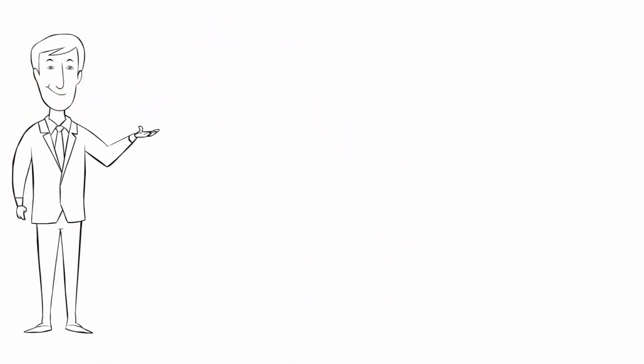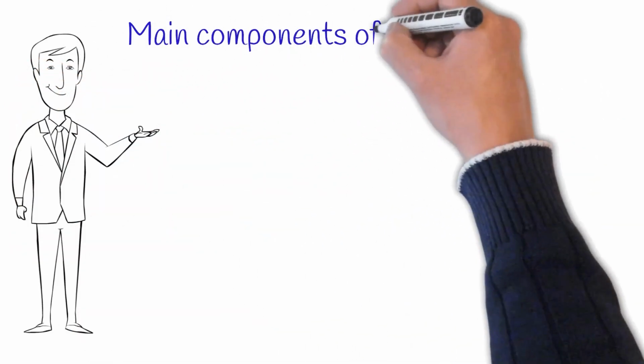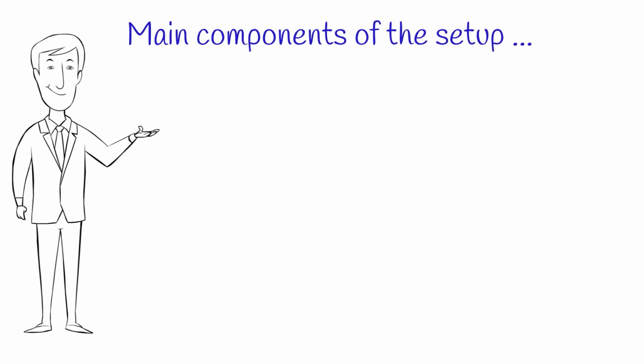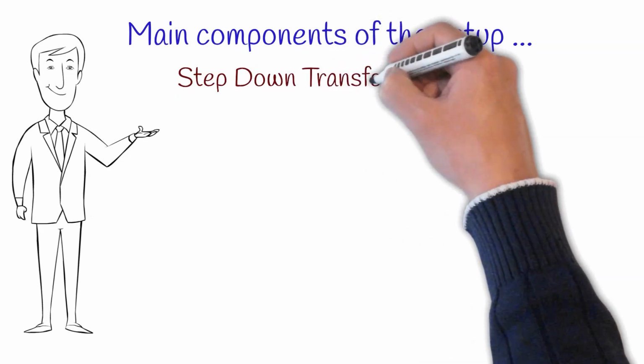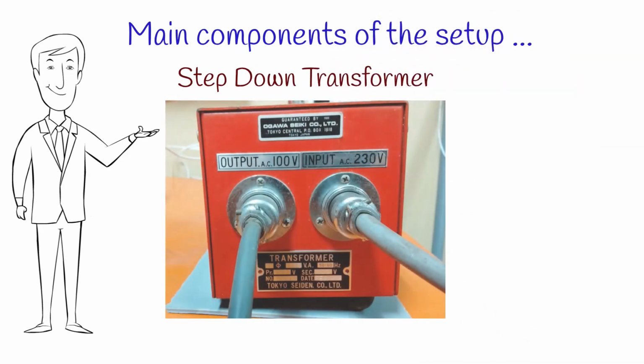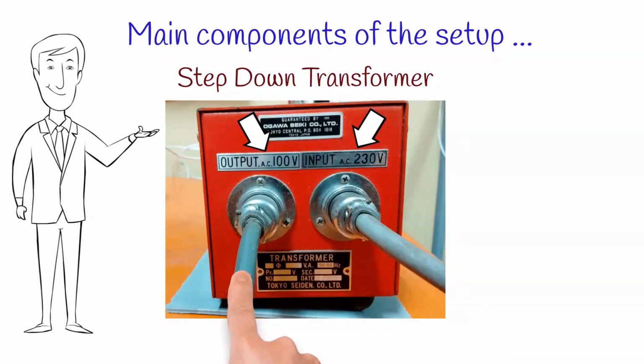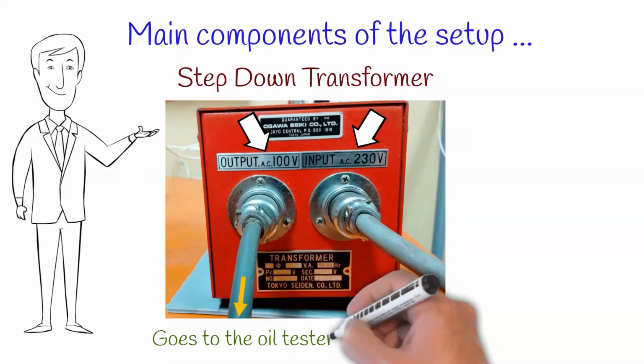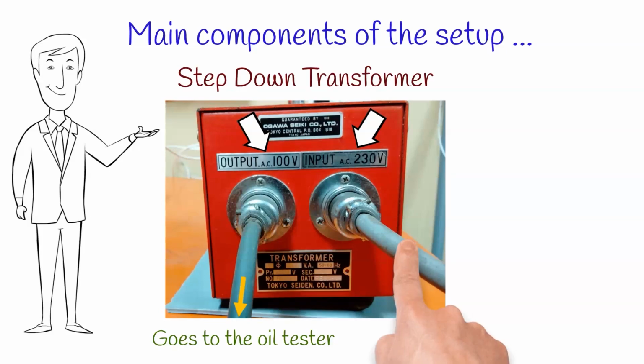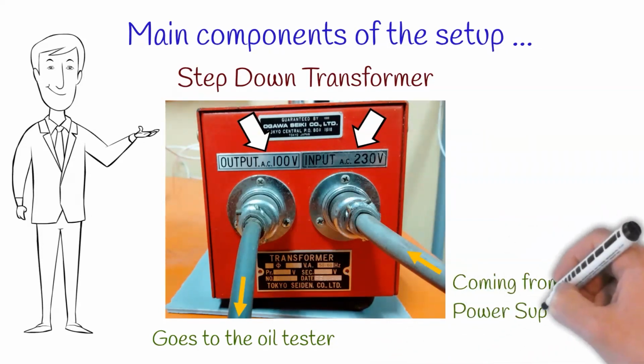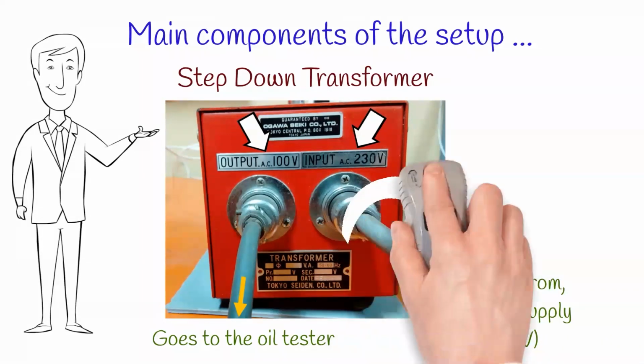So now let's identify the main components of this setup before starting the practical. First, you can see the step-down transformer we are using to convert the supply voltage of 230 volts into 100 volts, which then becomes the input to the oil tester. Thus, we must connect the oil tester to the 230 volts supply through this transformer.